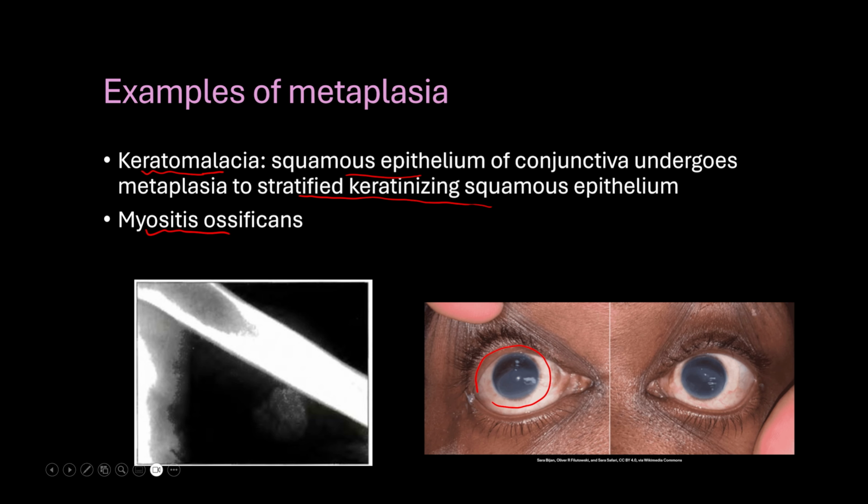Myositis ossificans occur when there is a trauma to a muscle tissue. The muscle tissue may undergo metaplasia into a bone. In that case, we call it myositis ossificans. Such as you can see in this picture here, this is a muscle tissue metaplasia into a bone.